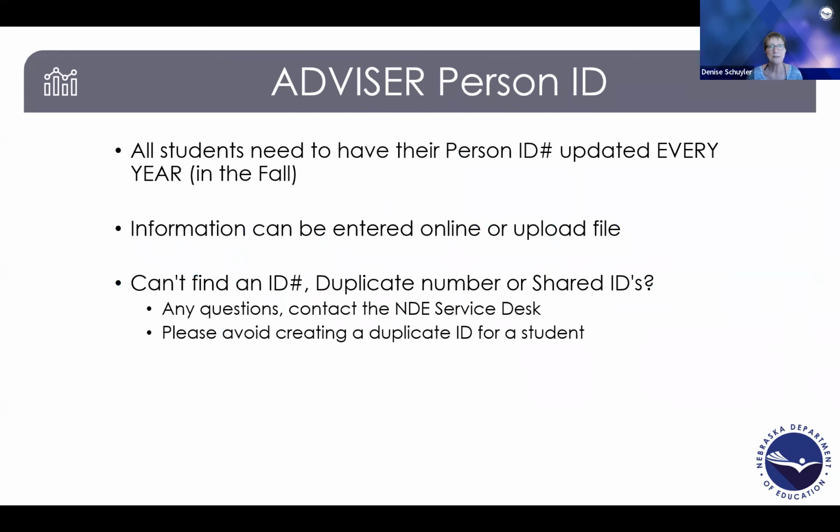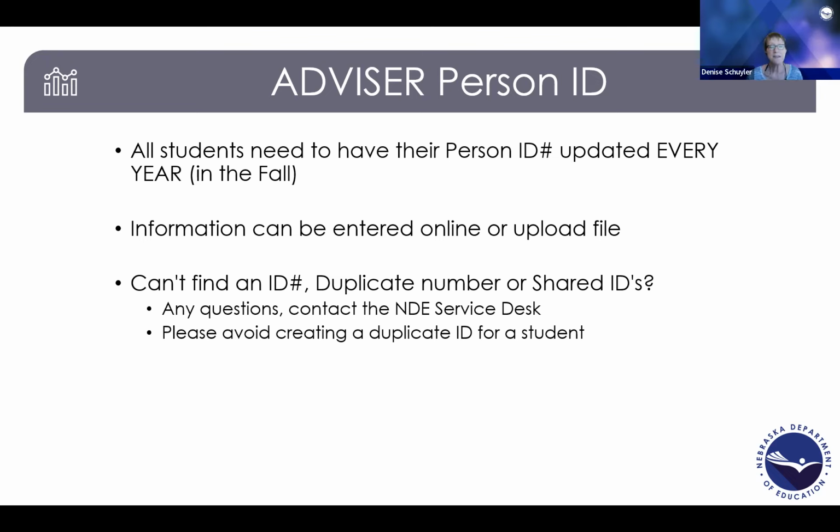So let's first talk about advisor person ID. All students need to have their person ID or their student state ID updated every year in the fall. The collection is open all year for edits or additional, individual students that may come after you've already done your file upload. But we do expect that the student ID numbers be updated every year in the fall. You can enter the information online or upload a file. If you have a student information system that lets you export a file, you can upload that file.